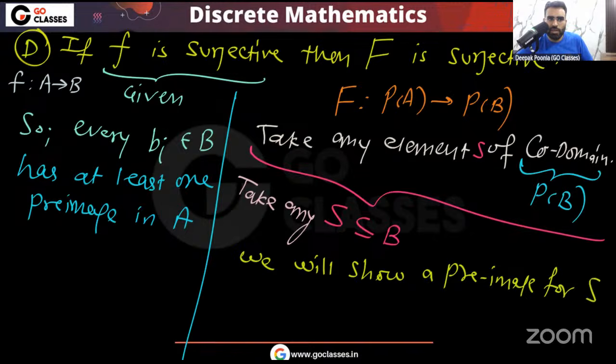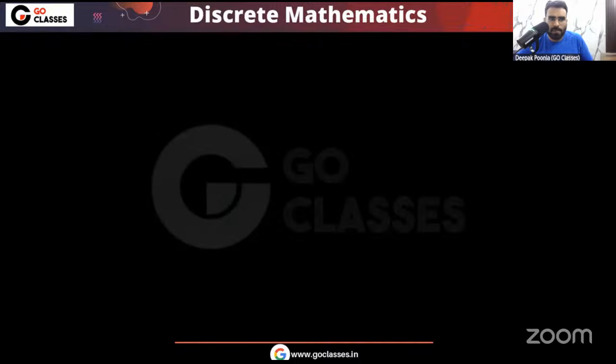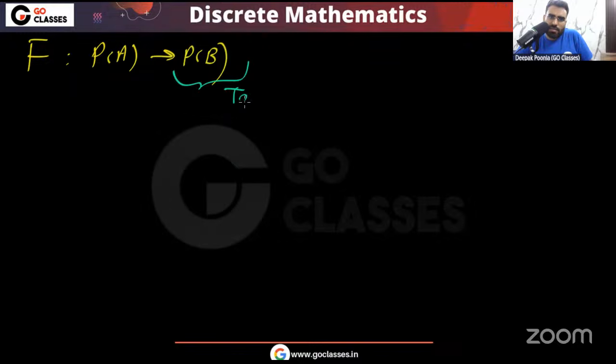Remember, you take any element in the codomain PB. Of course, any element in PB is a subset of B. So you take any subset S of B, and we will show a pre-image for S. This is what we are going to show. And how to do that? Very simple. In the map from PA to PB, take any S that belongs to the codomain. Now I will show that this S has a pre-image.